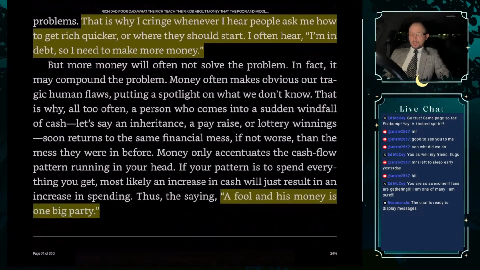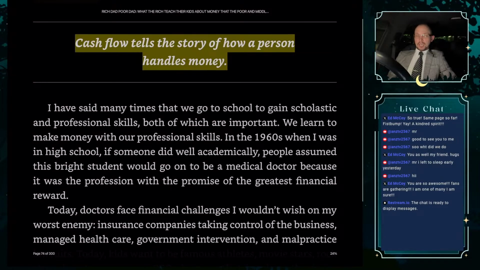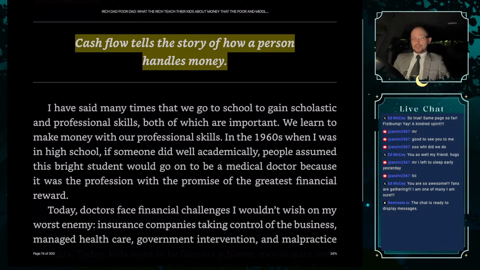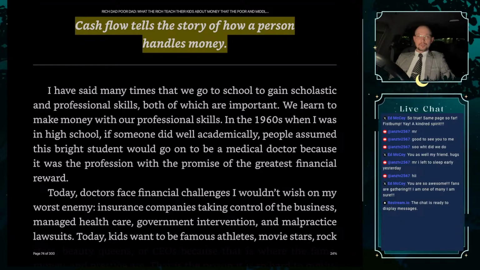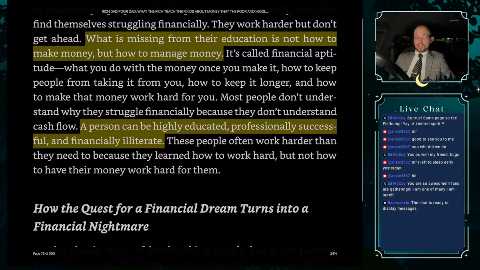Let's continue. So these were the three patterns that we saw yesterday, and this is what we highlighted. Cash flow tells the story of how a person handles money. So from those simple things like the balance sheets and cash flow statements, we can see whether a person has the pattern of a poor person or middle class or rich person. So we also highlighted that what's missing from their education is not how to make money, but how to manage money. Many people know how to make money, but they're still not rich because whatever comes goes and they don't know how to manage whatever money they have.